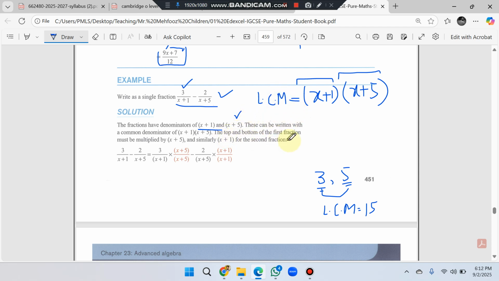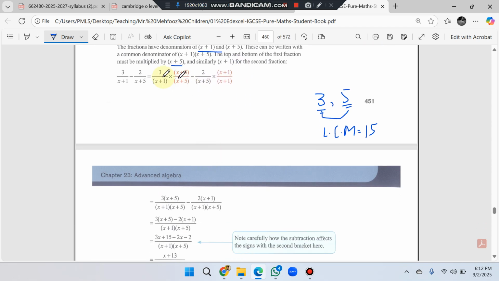The top and bottom of the first fraction must be multiplied by x plus 5. So how can we make x plus 1 as the multiplication of these two terms? By multiplying and dividing the first term by x plus 5, and the second term by multiplying and dividing by x plus 1. So it becomes 3 over x plus 1 as it is, times x plus 5 over x plus 5, minus 2 over x plus 5 as it is, multiplied by x plus 1 over x plus 1, right?